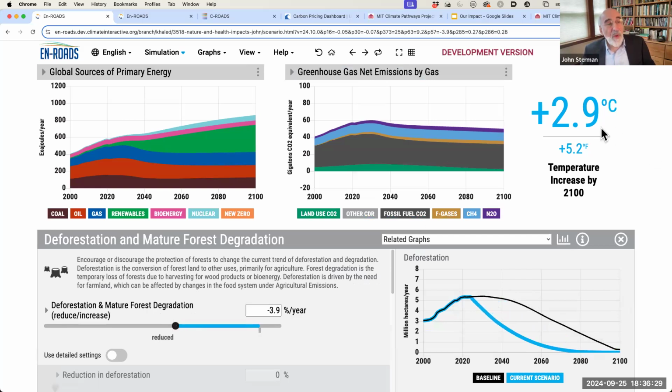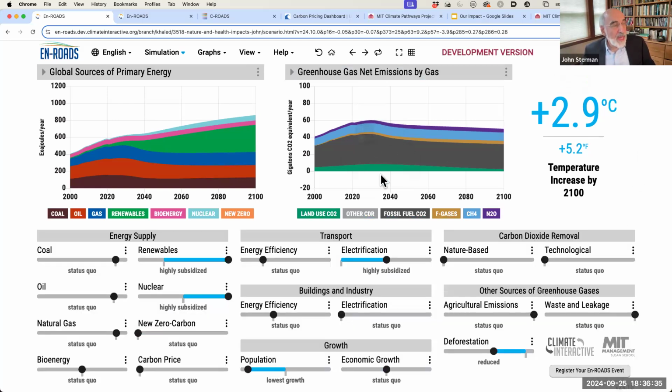Well, now we're at 2.9. That's progress. Every 1/10 of a degree matters. But look at the mix of greenhouse emissions. You've still got massive CO2 emissions from the fossil fuels and methane. You've reduced the land contribution. But what do you think we need to do to reduce this gray band? That's the contribution to warming from coal, oil, and gas.